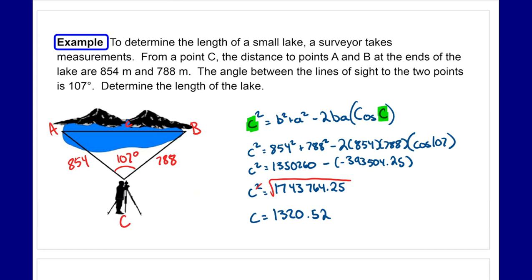So let's just do a quick double check just to make sure. 2 times 854 times. So we have the length of the lake now between our 2 points. So we know the length of the lake using cosine law. So therefore the lake is 1,320 meters long, roughly, or 1,320.52 meters long.